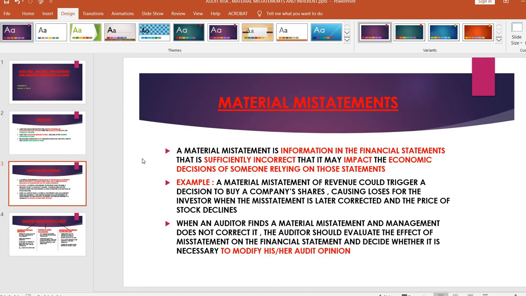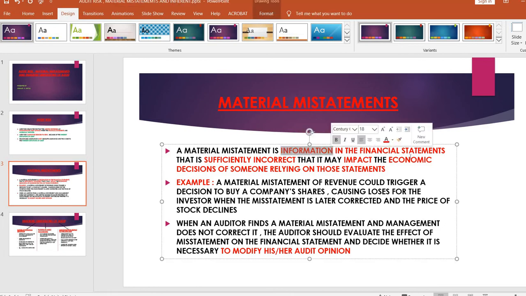A material misstatement is information in the financial statements. So financial statements, you know what it is: balance sheet, P&L, all these things. So what is information in the financial statements? Maybe in the trading account you have purchases, sales, salary, wages, all these things, right? In the trading and P&L account. In the balance sheet you have assets. In assets you have current assets. So all this information regarding current assets, regarding sales, regarding purchases. So this is what information means, okay?